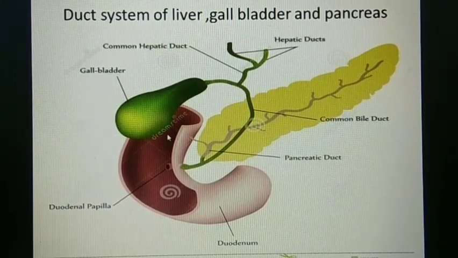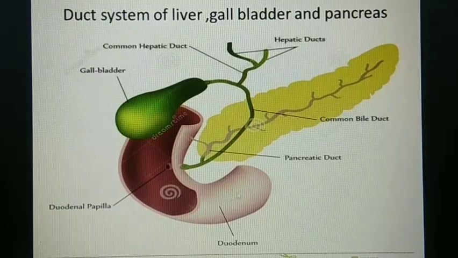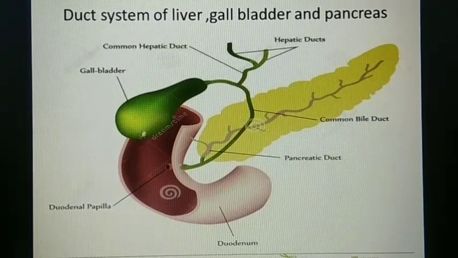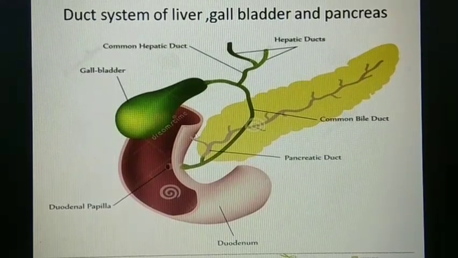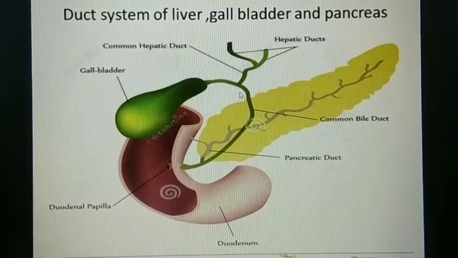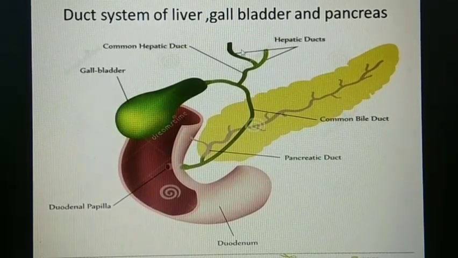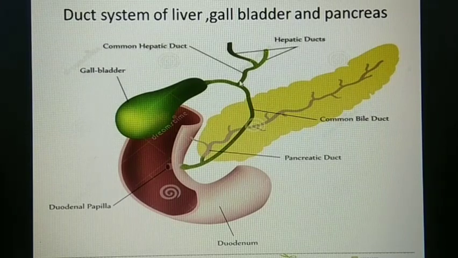Then you can see this is the U-shaped duodenum, first part of small intestine. So this is the duct system which actually carries the pancreatic juice and the bile into the duodenum. So we'll see the duct system. So here you can see hepatic ducts. These are the ducts arising from liver. Hepatic ducts carry the bile, and this bile will be temporarily stored in the gallbladder.